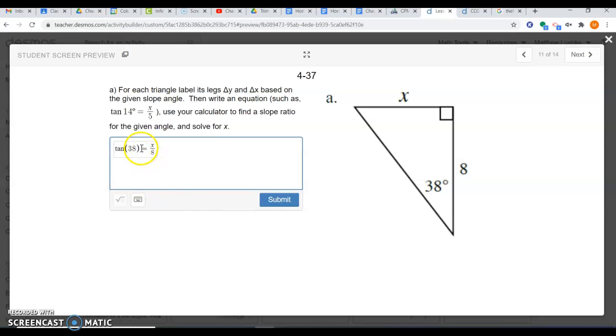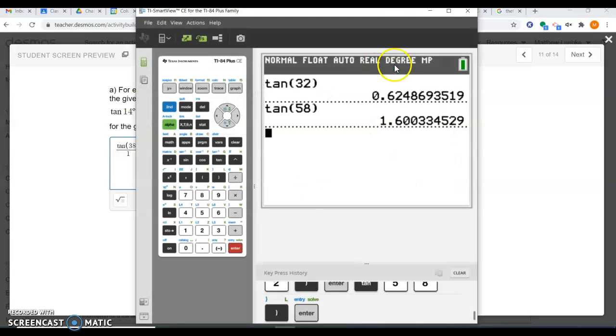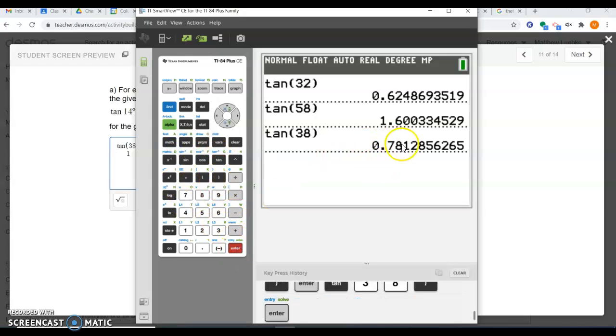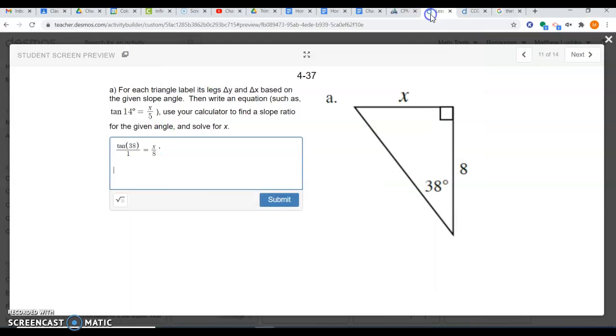And you could see this as the tangent of 38 over 1, and you could cross multiply here. You could calculate the tangent of 38, which I will do here. So the tangent of 38, and you get 0.781, and so you could put this as 0.781 over 1 set equal to x over 8. There's a lot of different ways to do this.